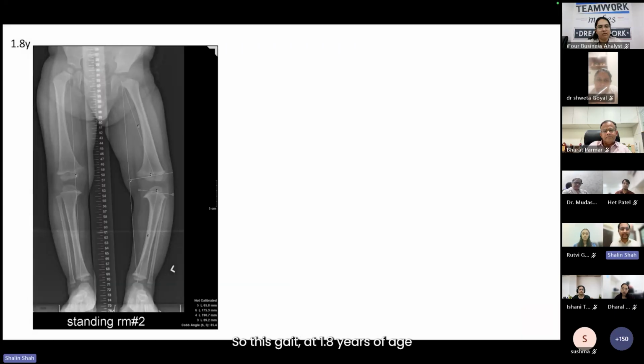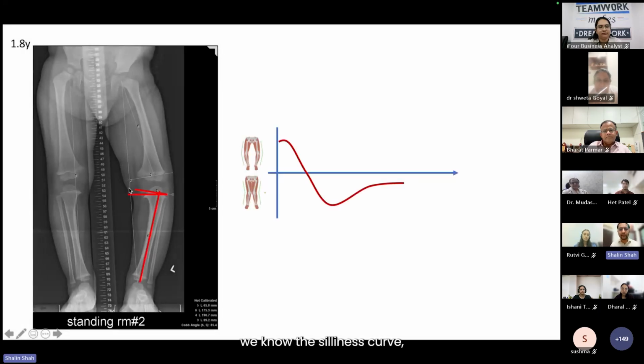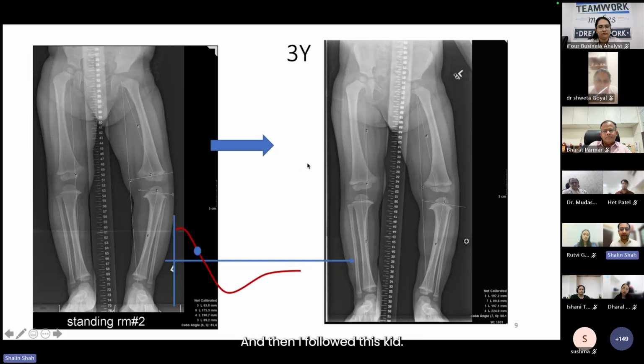So this kid at 1.8 years of age has this asymmetric varus. You can see the right side is a little bit of varus, but most of the varus is on the left side. The mechanical axis is going all the way medial. But at 1.8 years of age, we know the Shalin curve, and at 1.8 years, it should be varus. So at this point, we just wait out. And then I followed this kid at 3 years, there's still varus. And what bothers me is this medial metaphyseal beaking, what we call Blount's disease, which is why this kid needs follow-up.